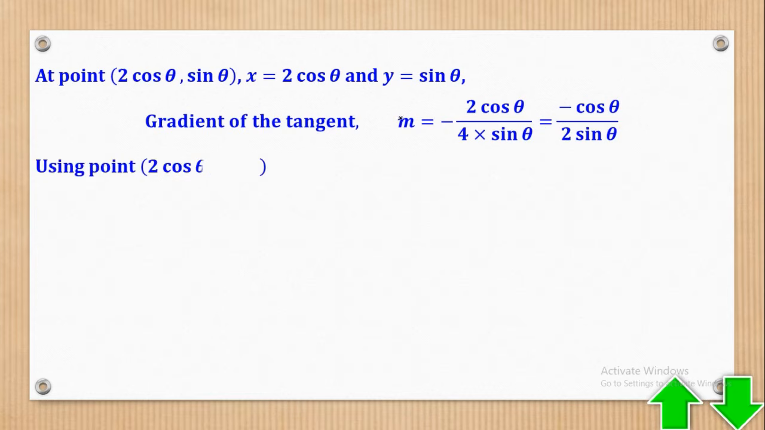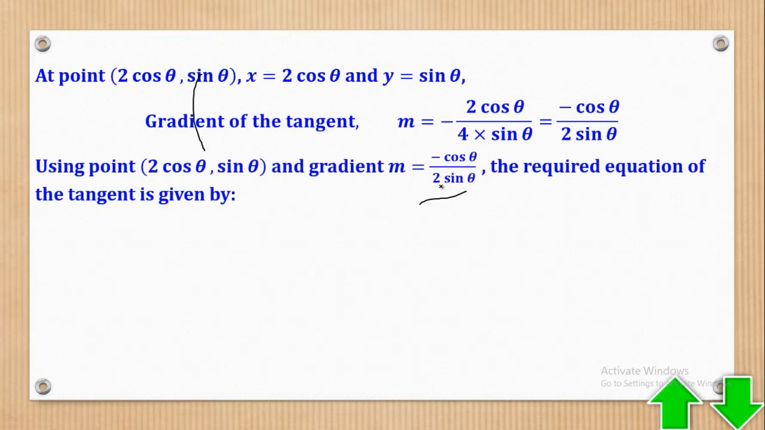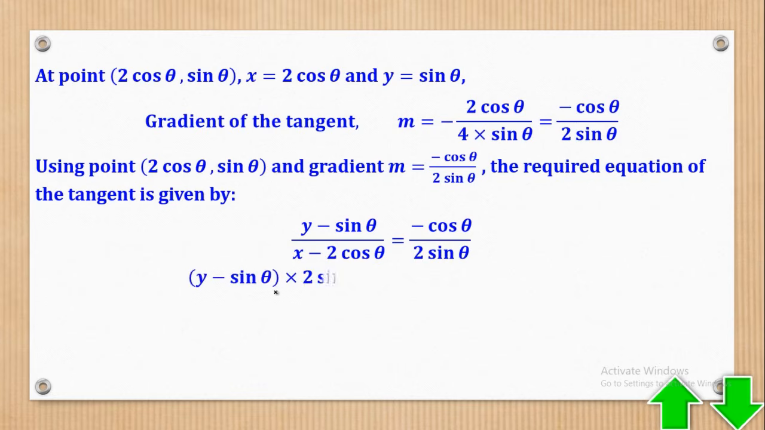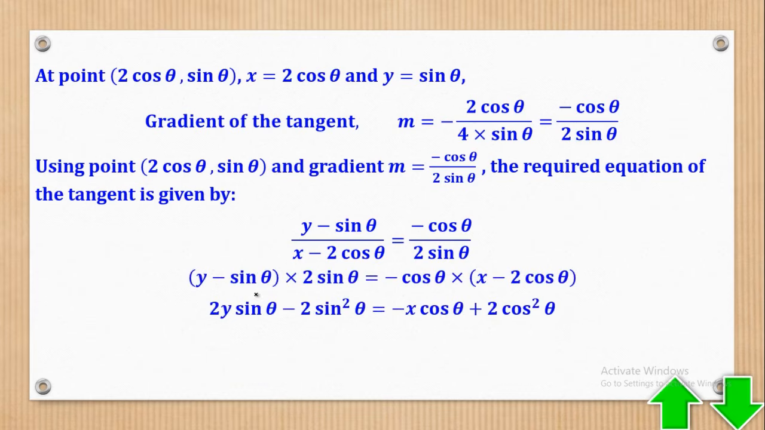So now I have a point and also a gradient, therefore I can easily get the equation of the tangent using this formula. Then cross multiply like we did before, open brackets, then collect like terms, like this one this side, then you remember that this one is equal to 1.